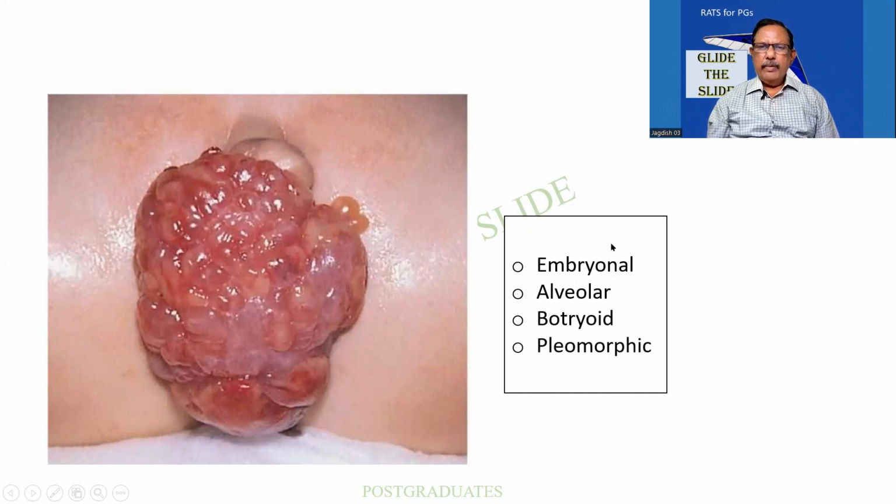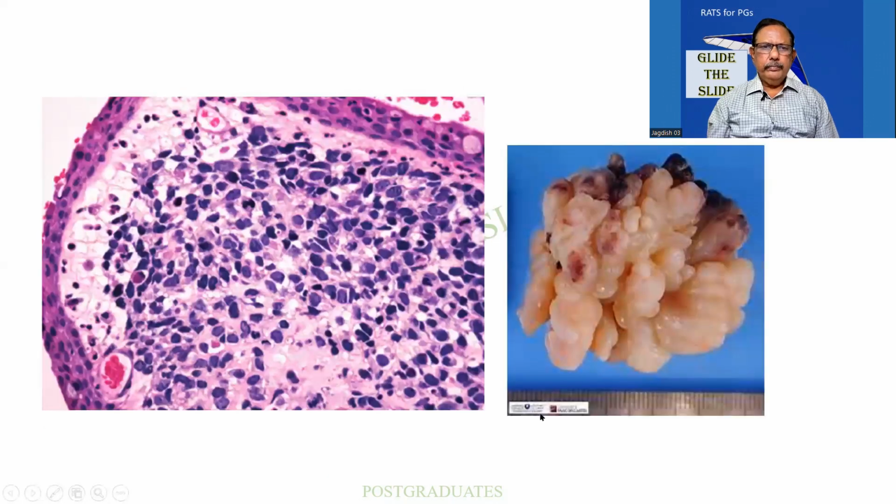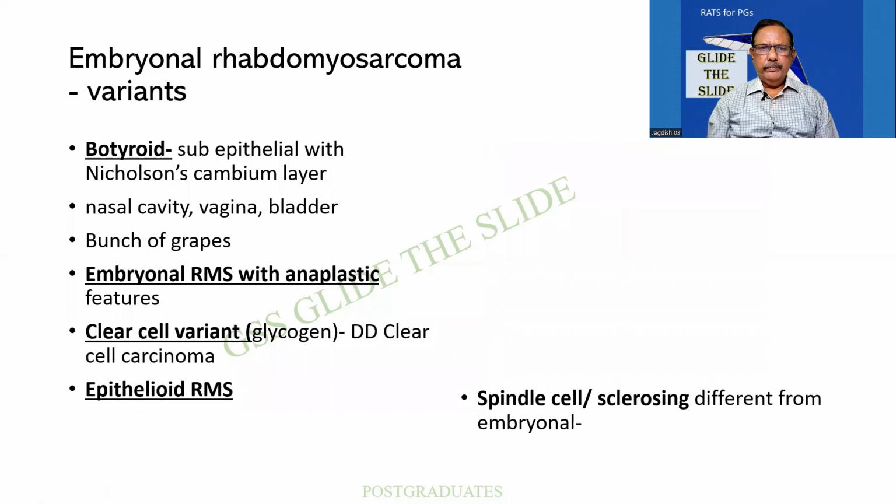And this is a classical Botrytis picture that can be there in a patient. The types of rhabdomyosarcoma include embryonal, alveolar, Botrytis, pleomorphic. The classical one shows the dense Nicholson's cambium layer, and overlying there is an intact epithelium. Obviously, it is not an epithelial neoplasm. This again is the fleshy to firm nature of the tumor, Botrytis, or bunch of grape-like.